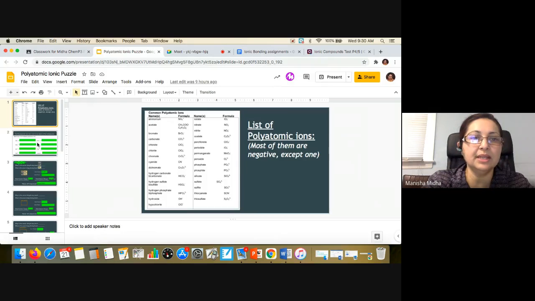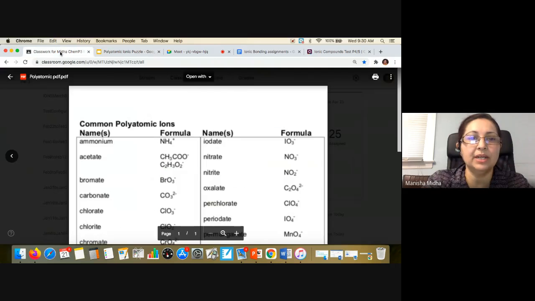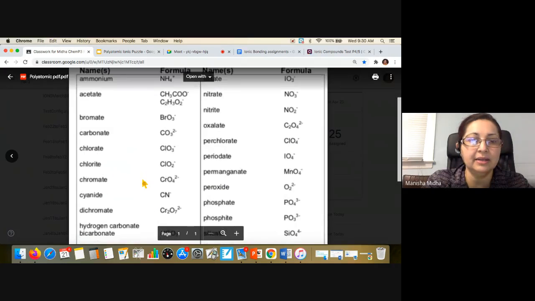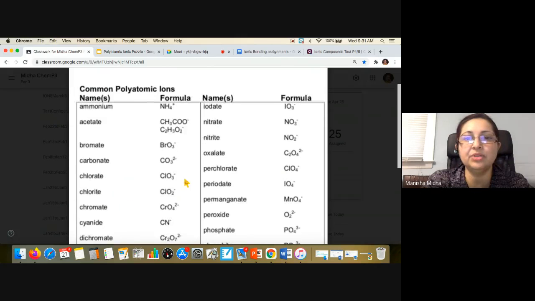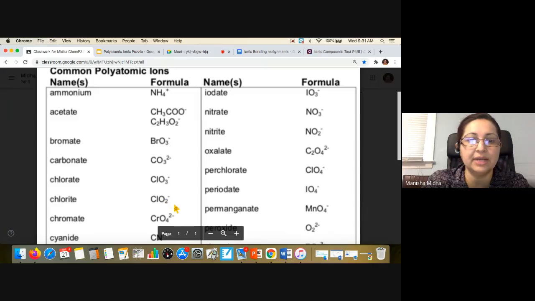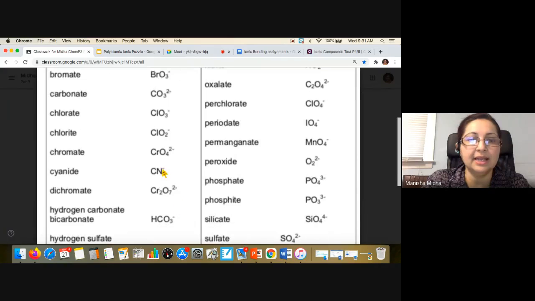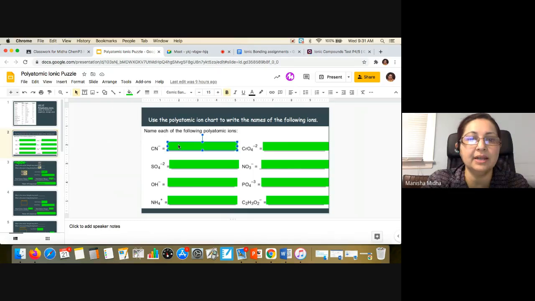This is a Google slide. On the second slide, all you're doing is looking up these polyatomic ions on that sheet. So CN minus 1. Let's look it up. CN is right here, minus 1. If I download it, I should be able to magnify this page. No, I am able to magnify it. So I do see that CN has a minus 1 charge and the word is cyanide. All you need to do is type it here, cyanide.